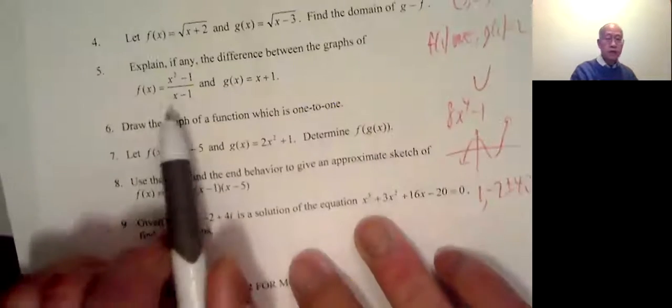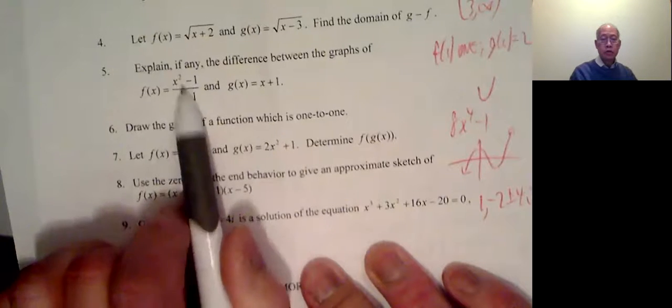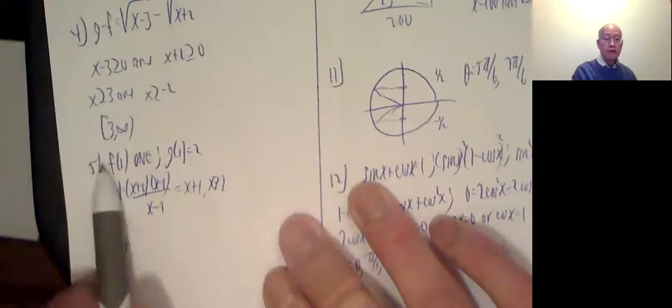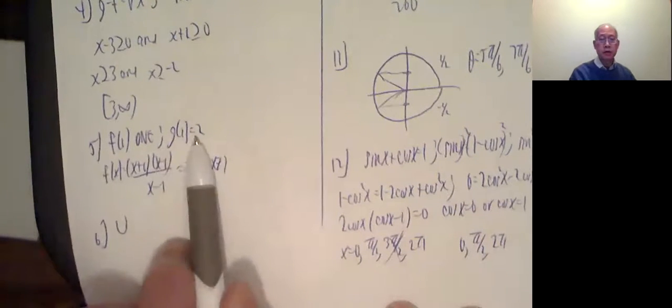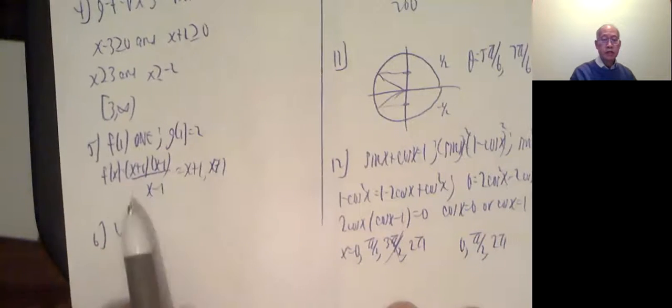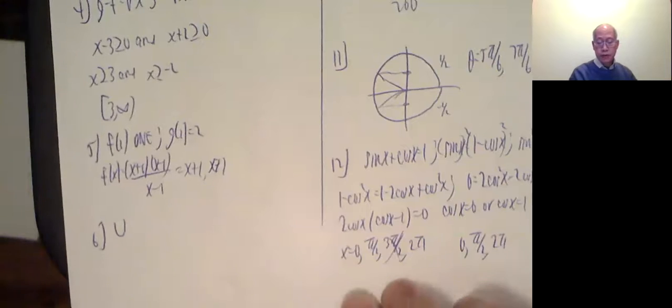Number 5, the main difference is that you're not allowed to plug in 1 here, but you're allowed to plug in 1 here. You can reduce this with algebra to this, but in the original, x is not allowed to be 1. Okay, so f of 1 does not exist, but g of 1 does exist, it's 2. Otherwise, they're the same because f of x equals (x plus 1)(x minus 1) over x minus 1. After cancellation, you get x plus 1.